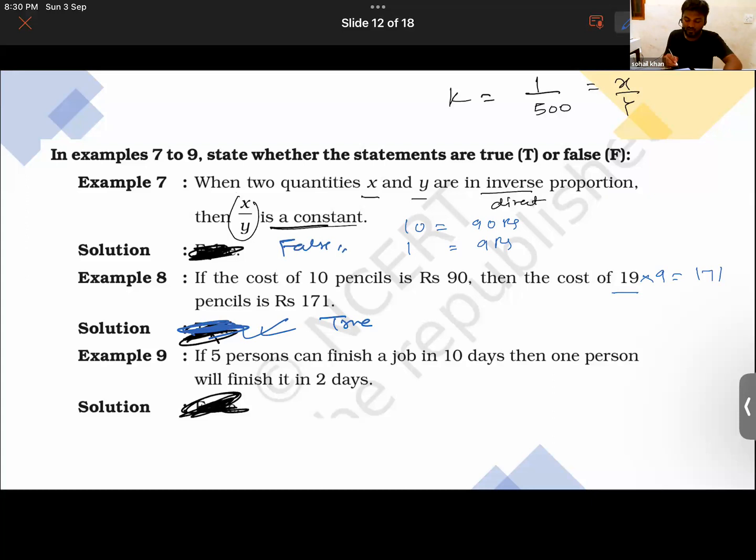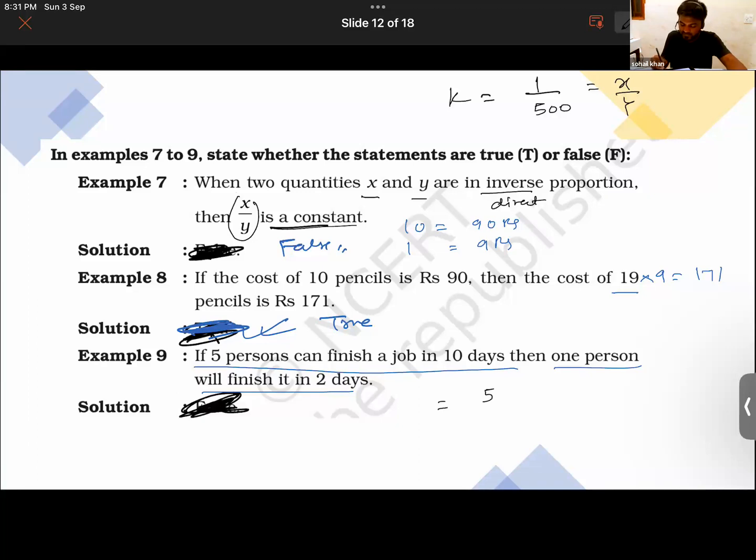Now, if 5 persons can finish a job in 10 days, then one person will finish it in 2 days. Is it true or false? False. Explain to me how it is false. If 5 persons can do it in 10 days, then one person will take more days. Obviously, it will be 25 days.